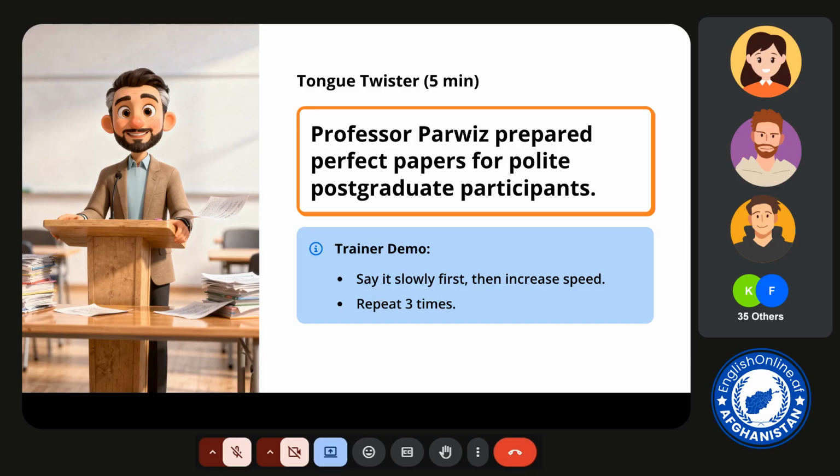We don't have Ahmad Zia. Hello, respected teacher. Okay, thank you. Yes. Okay, please read the tongue twister, Mr. Ahmad Zia. Hello, respected teacher. Professor Pervez prepared perfect papers for polite postgraduate participant. Great job. Thank you so much, Mr. Ahmad Zia.